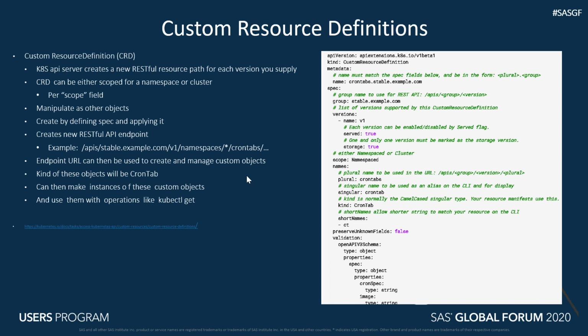And then you'll see things in there in terms of the names we can use, the plural, the singular, the kinds of things we can manipulate just as other objects. We have this spec and we apply it. And here's the RESTful API endpoint you can see for this one, the cron tab. You can see an example of that. The endpoint URL can then be used to create and manage custom objects. And the kinds of these objects will be the kind that you defined in your specification, for example, cron tab in this case. You can then make instances of these custom objects and use them with operations like kubectl get.